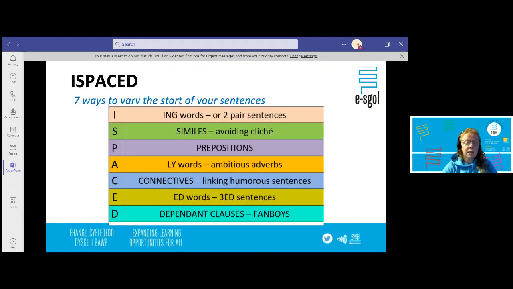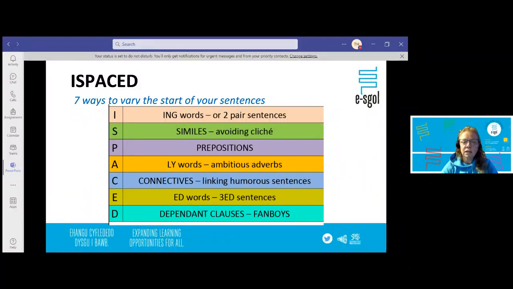And then there's I-spaced, which was mentioned in a couple of the ways to improve your writing. I-spaced is a way to vary the starting of your sentences. So I stands for the ing words or two-pair sentences. S stands for similes, trying to avoid the cliches. P, you could start with a preposition, on, in, or around. A stands for the ambitious adverbs, thinking about trying to use different ly words to try and create variety.